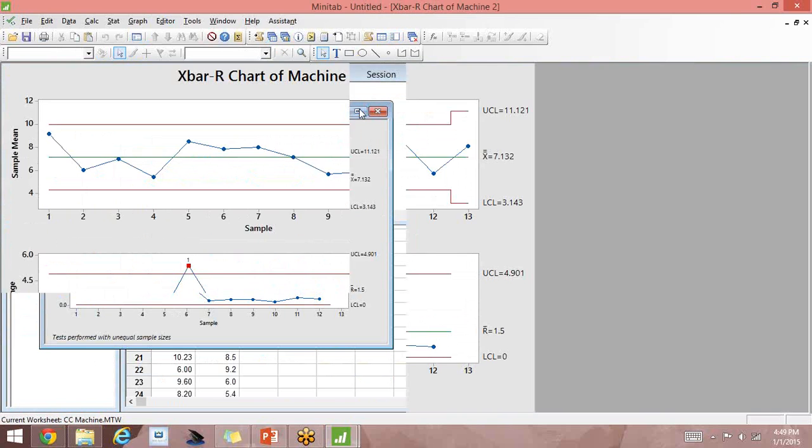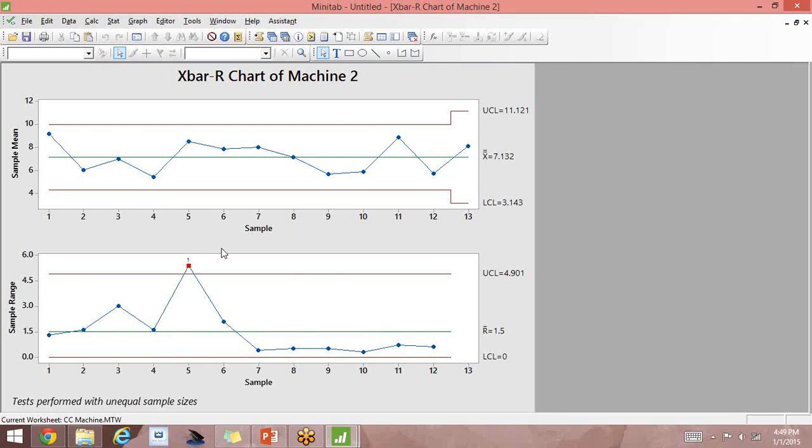Machine 2 also shows that this is in control. There are no red dots. Oh, hold on. For machine 2 there is an outlier here. The range for a particular value is outside. It's violating which rule? Rule number 1. This number 1 on top of the red dot is telling us that this is an outlier.